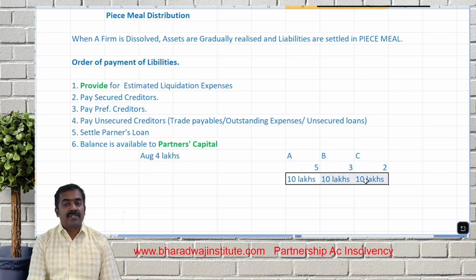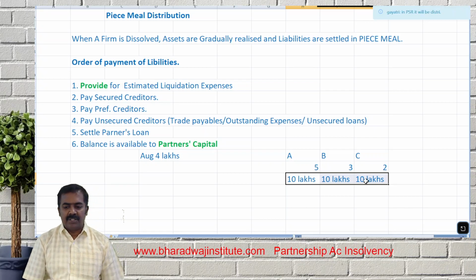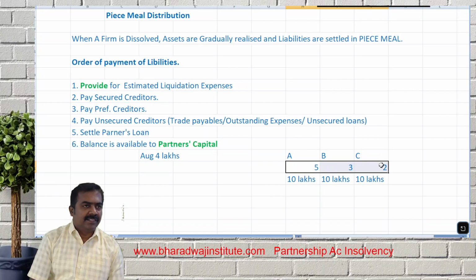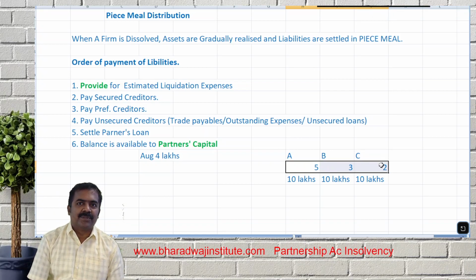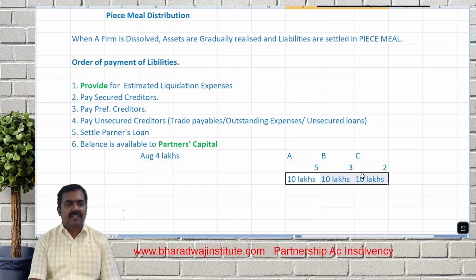And the loss due to insolvency only will be borne by the partners in which ratio? Capital ratio. In general, the money will go to which ratio? Realization losses will be shared in which ratio? Profit sharing ratio. Here there are two: profit sharing ratio and capital. What to do?